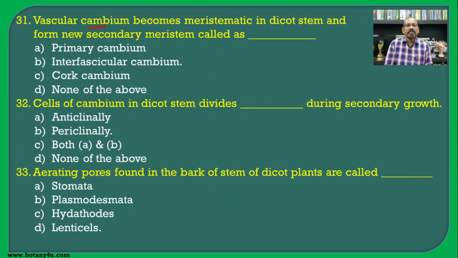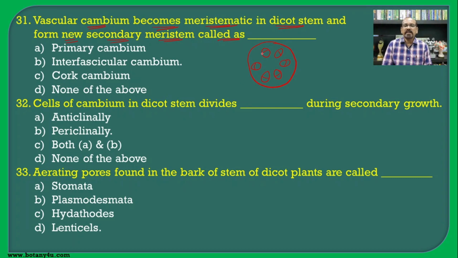Then, vascular cambium becomes meristematic in the dicot stem and forms a new secondary meristem called as... So if we see this dicot stem, in which the vascular bundles are present in a ring, each vascular bundle possesses its cambium in the form of intrafascicular cambium.